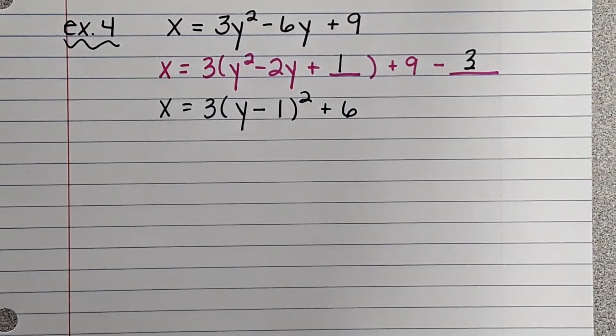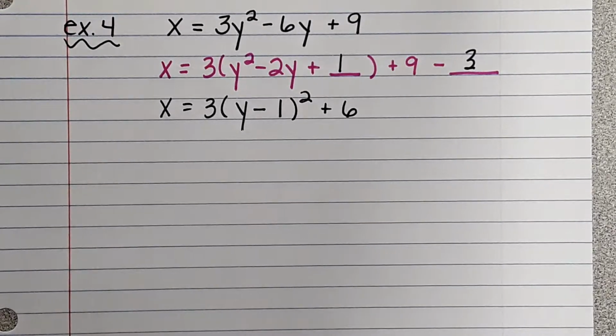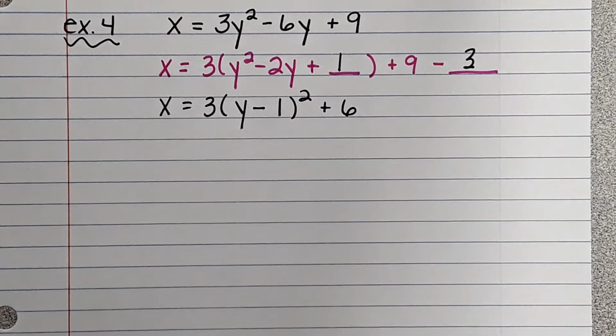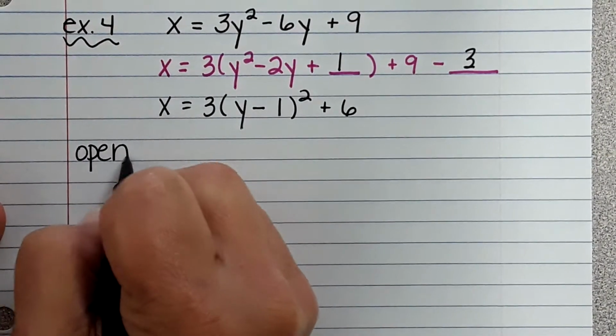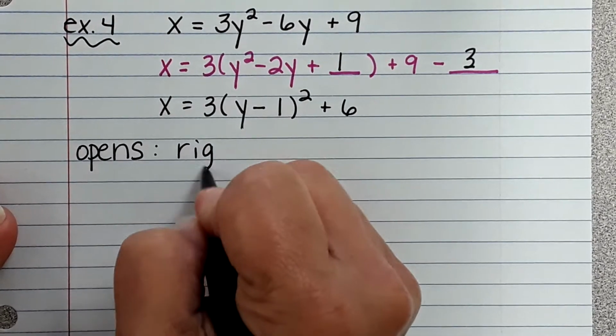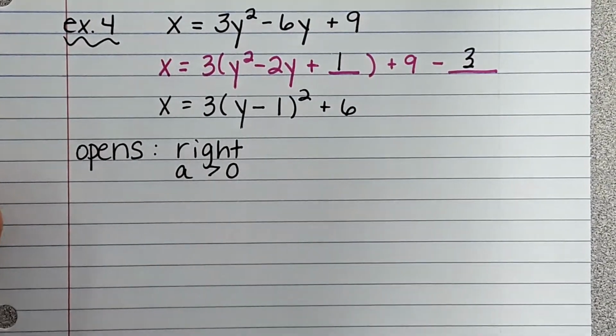So now my next question is: is this equation for an up and down parabola or for a left and right parabola? So it's a y squared, so it's a left-right parabola. If it was an x squared, then it would be up or down. Okay, so now how does it open? Opens which direction? It opens right, and that's because A is greater than 0.